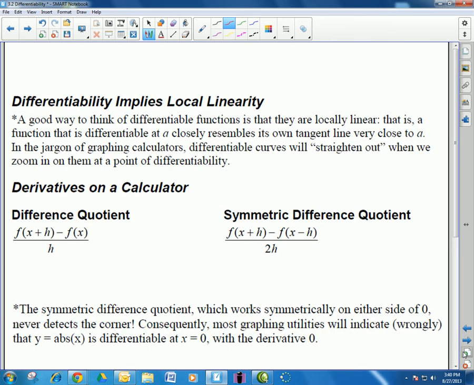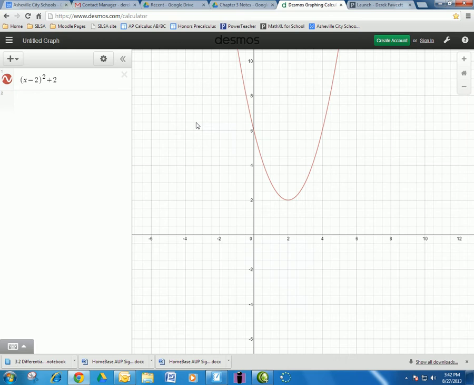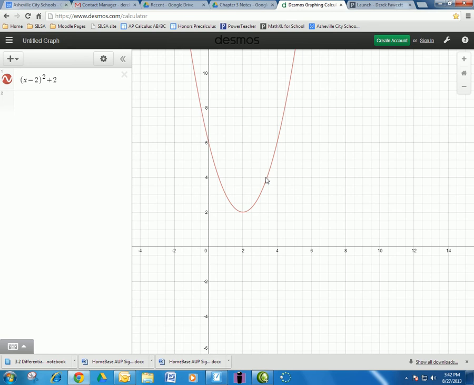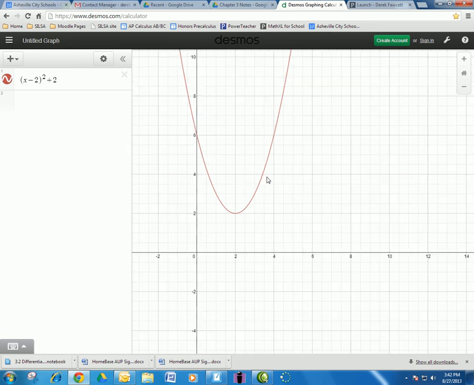So looking here, differentiability implies local linearity. A good way to think of local linearity is to take a point on a certain graph, and to zoom in on that point over and over and over again to see what happens. So right here we have a graph, and if we zoom in on a specific point, let's see if this works. We're going to take this point where my cursor is, and we're going to zoom in on that point.